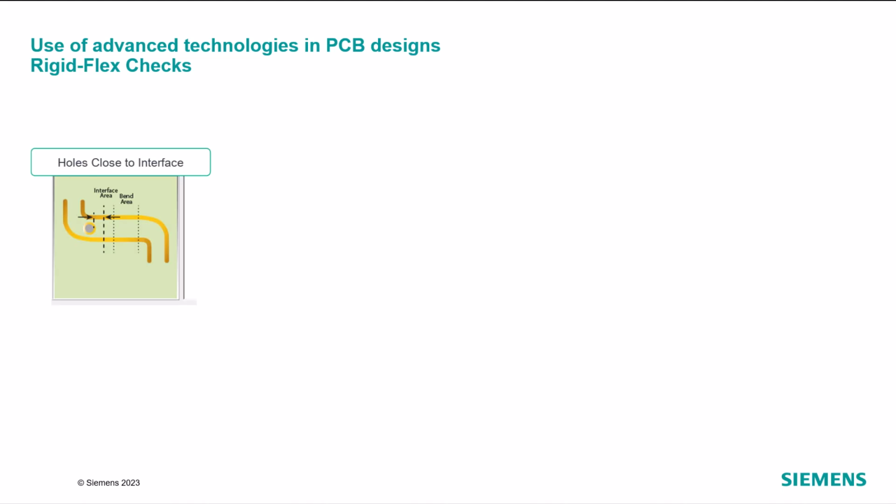Holes too close to an interface area. Plated through holes that are too close to an interface area result in a plated hole very close to a rigid flex transition, which could lead to stress on the plated hole barrel, resulting in cracking.